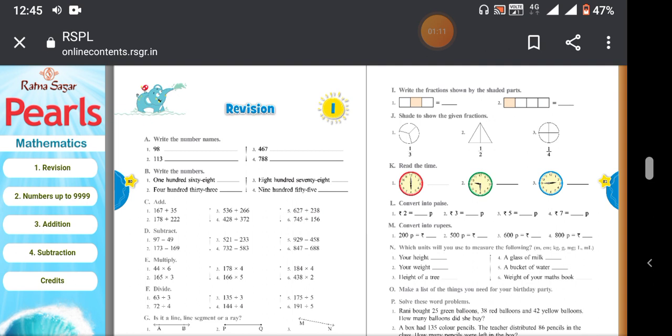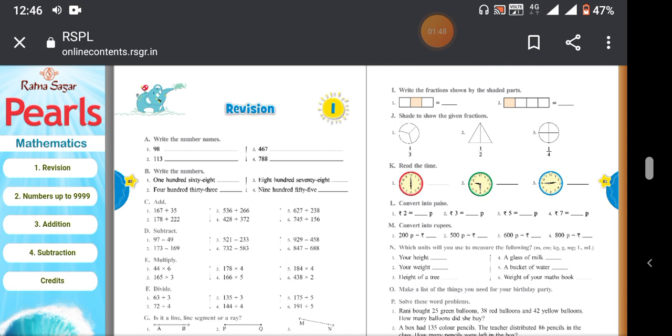Then addition: 167 plus 35. You should add these numbers. Next, subtraction: 97 minus 49. You should subtract these numbers. Then multiply 44 into 6. You should do multiplication here. Then next, divide 63 divided by 3. You should do the division sum.